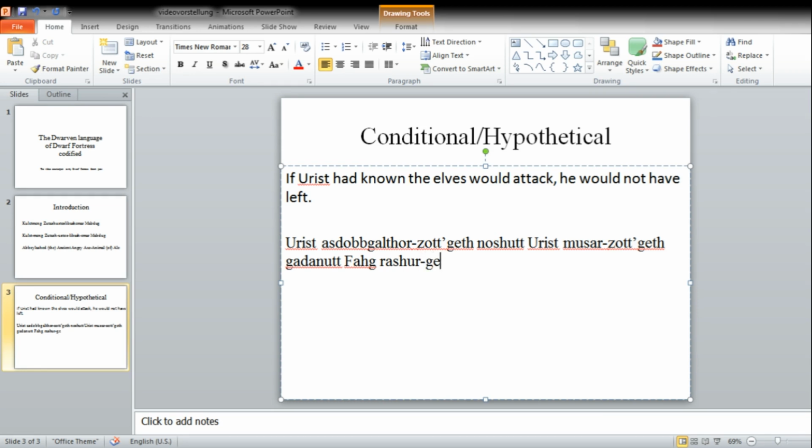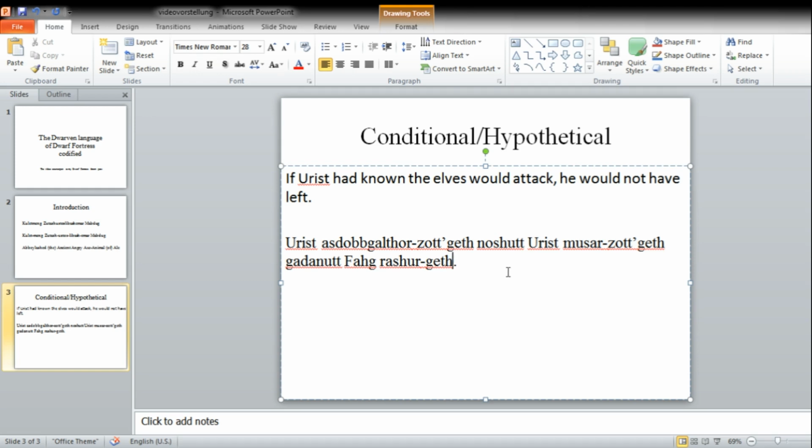Rashgur geth. Because this would is a bit confusing in English, and you have to think of what it actually means. This means that the elves did attack, but Eurus did not know. And so before the elves attacked, so we're talking about the past before the past. Pluperfect is what that's called. However, Dwarven doesn't have that, so we need to just talk about the past instead.